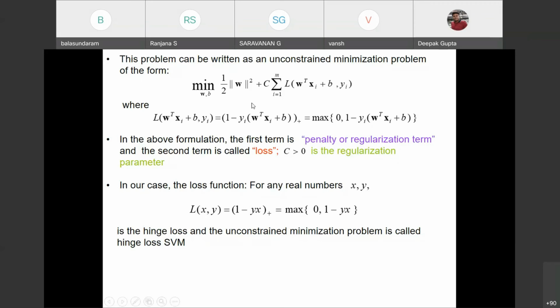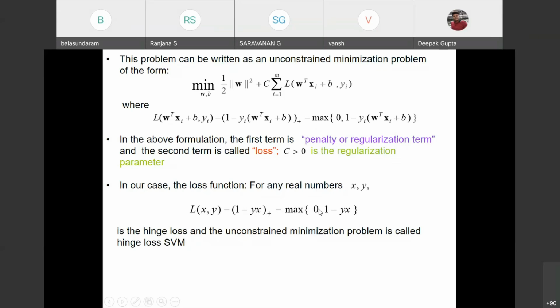So in SVM, the first term we call a regularization term, or sometimes people call it a penalty. The second is basically the error term, where we calculate the summation of the errors. The function L we associate here does not correspond to the Lagrangian; in this case it is the loss function. Loss is basically the error we are going to obtain.